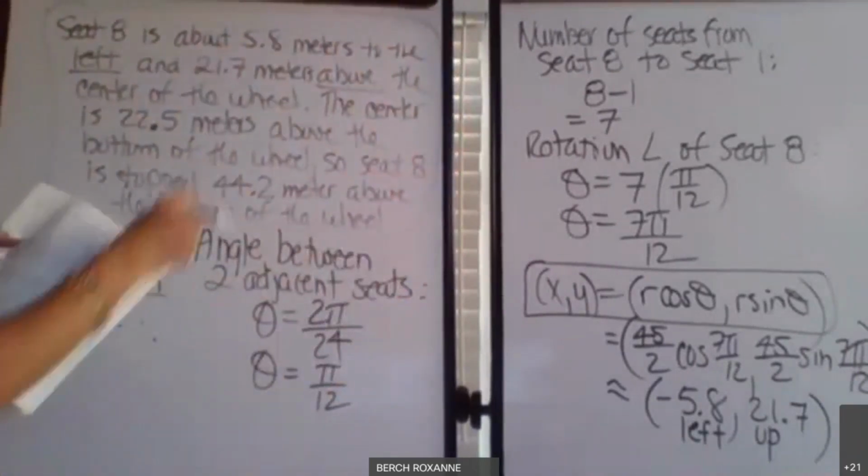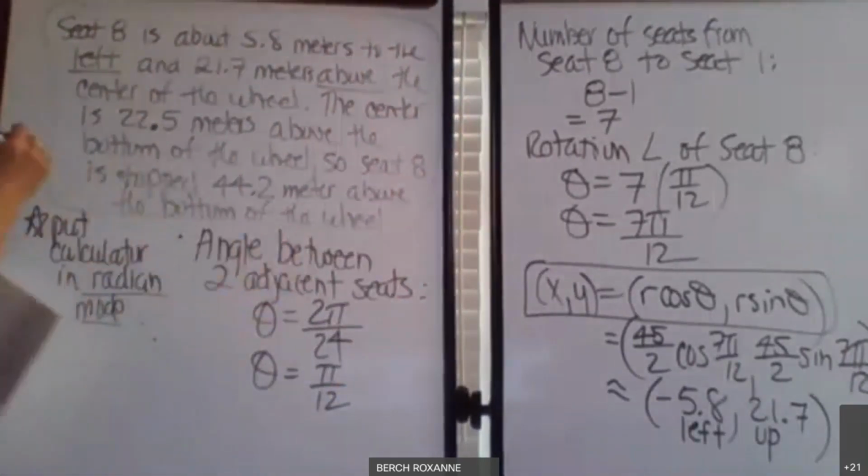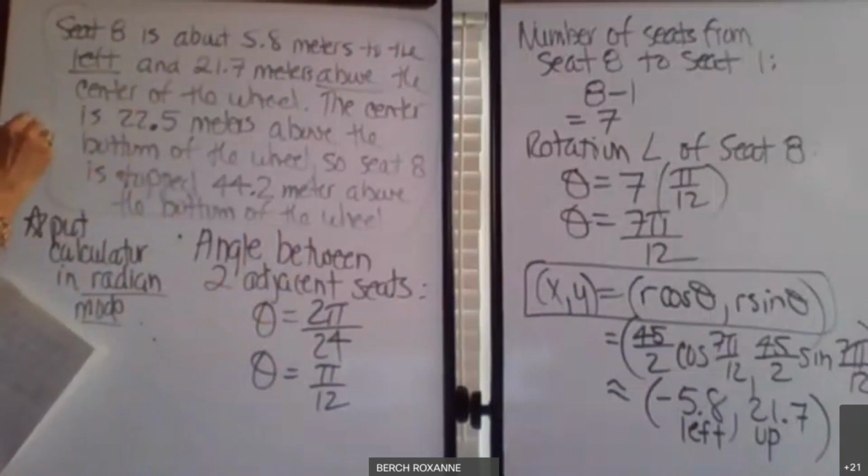So where is this 44.2 coming from? It's coming from 22.5 plus 21.7, which is 44.2. So that's where it's coming from. It's the radius plus the 21.7 above.